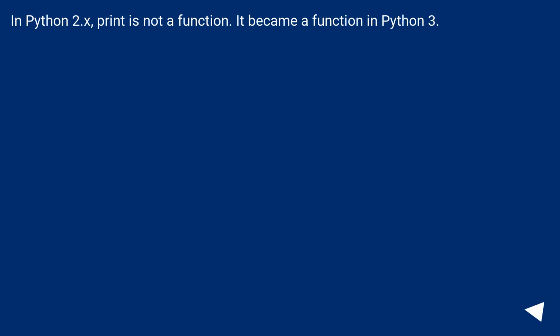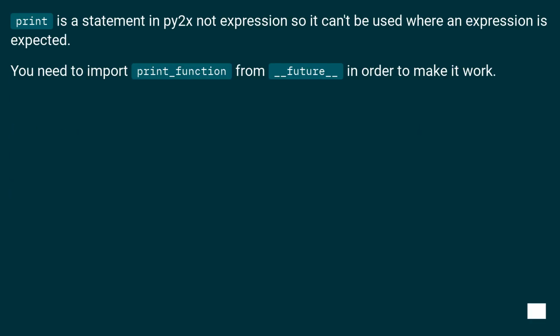In Python 2.x, print is not a function. It became a function in Python 3. Print is a statement in Py 2.x, not an expression, so it can't be used where an expression is expected. You need to import print_function from __future__ in order to make it work.